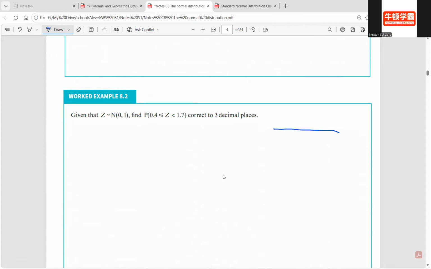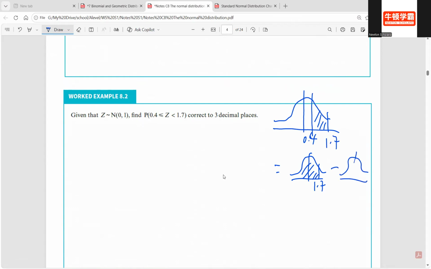Okay, this one, same thing. We try to draw it out. Okay, so this is 0.4. This is 1.7. If I want to find this side, meaning that I have to use 1.7, because for the table, I will find the whole thing, right? Okay, the whole thing, and then minus the 0.4, this side. So you minus it, you will get the middle here. Am I right? So you just find this one.